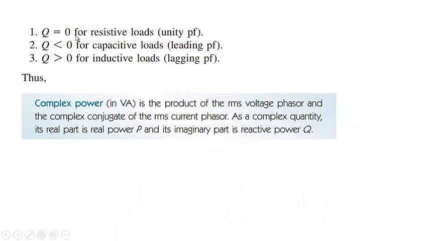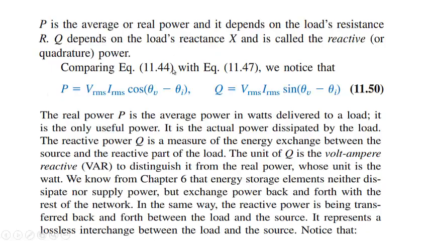So if Q is equal to 0, that means it is a resistive load, and the power factor will be unity. If Q is less than 0, that means it is a capacitive load, so the power factor will be leading. If Q is greater than 0, that means it is an inductive load, and the power factor will be lagging. When Q is less than 0, this means theta V will be less than theta I, that means current is leading, and this will be a negative term. So in that case it will be leading current, a capacitive load. And if Q is positive, that means theta V is greater than theta I, this will be a positive term, that means current is lagging the voltage, which means it's an inductive circuit.